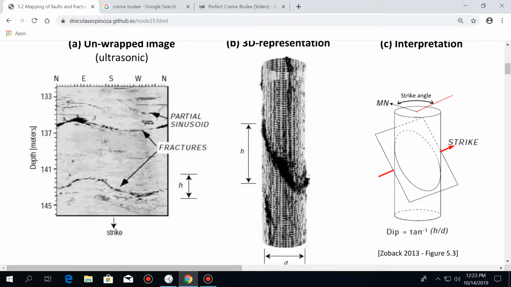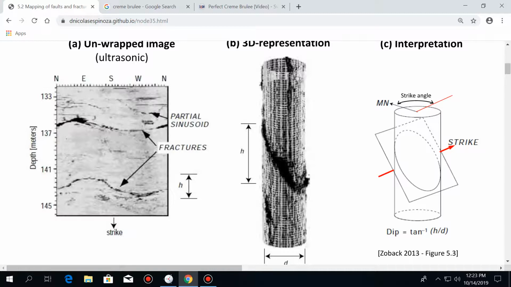And the amplitude of the sinusoid is going to tell you how steep the fracture is, or the fault is, and where the peak appears in this sinusoid also is going to tell you in which direction the fault is dipping.